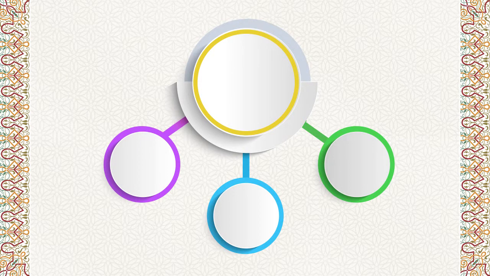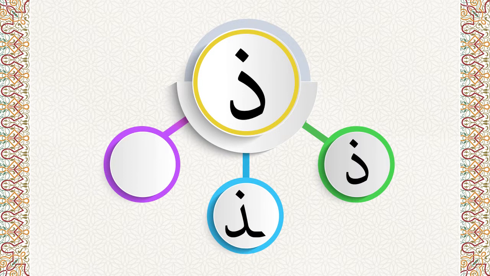And the next letter is zal. So zal has three shapes: beginning of the letter, middle of the letter, and end of the letter. So this is the zal shape at the beginning of the letter, and this is the zal shape in the middle of the letter, and this is the zal shape at the end of the letter.